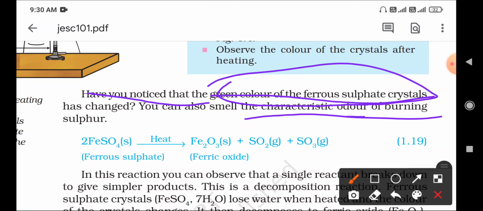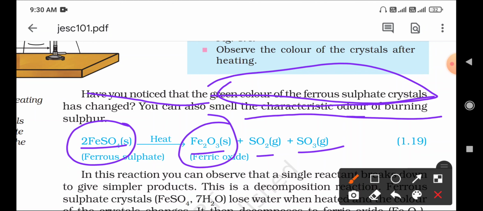So the question here is, what happens when ferrous sulfate is heated? You can write that when ferrous sulfate is heated, it decomposes into ferric oxide, sulfur dioxide, and sulfur trioxide. FeSO4 is called ferrous sulfate, Fe2O3 is called ferric oxide, SO2 is called sulfur dioxide, and SO3 is called sulfur trioxide. Here 2 means di, and 3 means tri, so sulfur dioxide and sulfur trioxide.